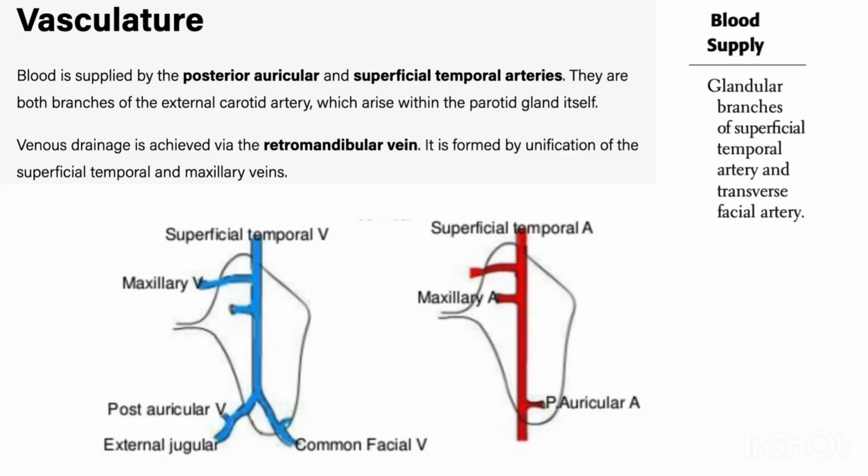Okay. Now, venous drainage. Venous drainage is via the retromandibular vein, and we have discussed earlier how the retromandibular vein divides into anterior and posterior division. To recap, the posterior division will join the posterior auricular vein, which will ultimately drain into the external jugular vein. The anterior division will join the facial vein, which forms the common facial vein. Okay, so that's all about the blood supply and the venous drainage.